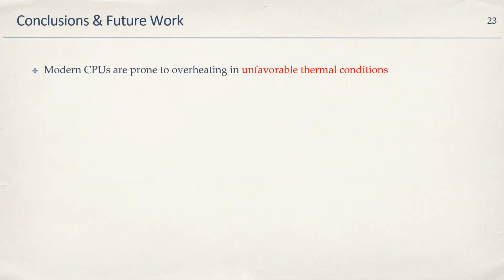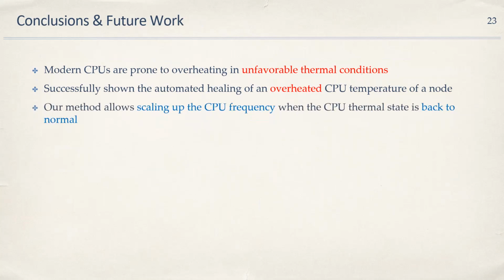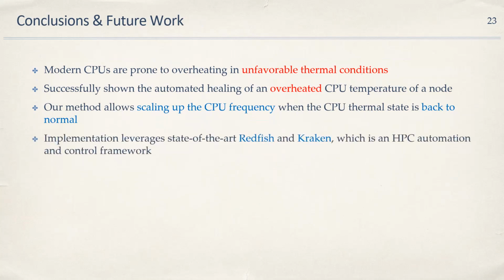Modern CPUs are prone to overheating in unfavorable thermal conditions. Our experiments have shown that we can heal an overheated CPU temperature in an automated fashion. Our method also allows scaling up the CPU frequency when the CPU thermal state is back to normal. The implementation leverages state-of-the-art Redfish and Kraken, which is an HPC automation and control framework.